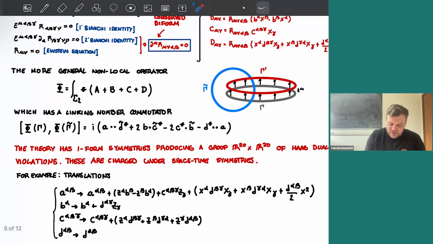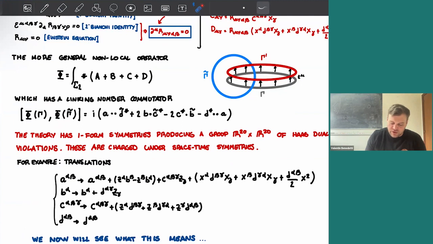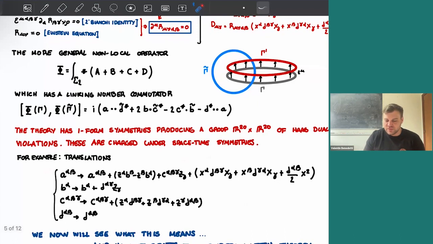But what is interesting in this case is that these non-local operators or generalized symmetry operators are charged under the action of spacetime symmetries. For example, if we make a translation, and we assume that the translation is not big enough to change the fact that these two rings might be linked, but is big enough to change the Riemann tensor, then the charges change in this very horrible way. The particular form is not important. What's important is that they change under the action of spacetime symmetries.